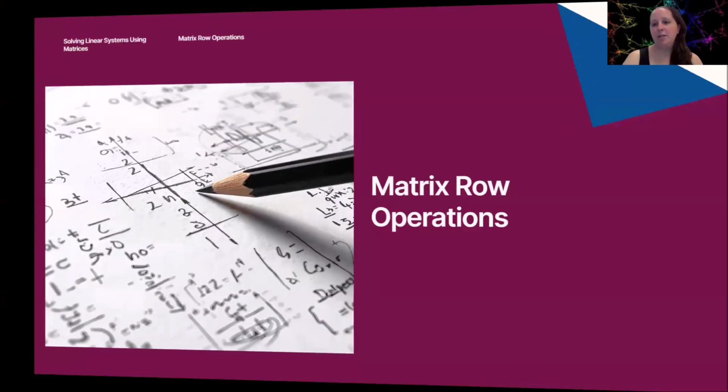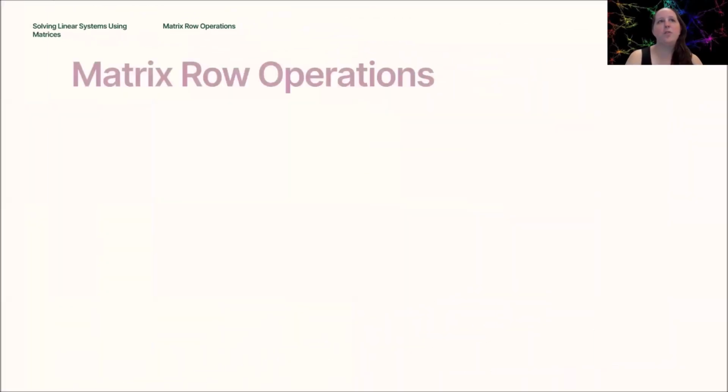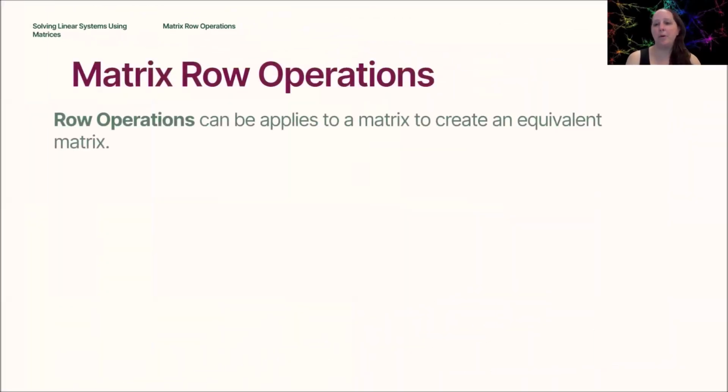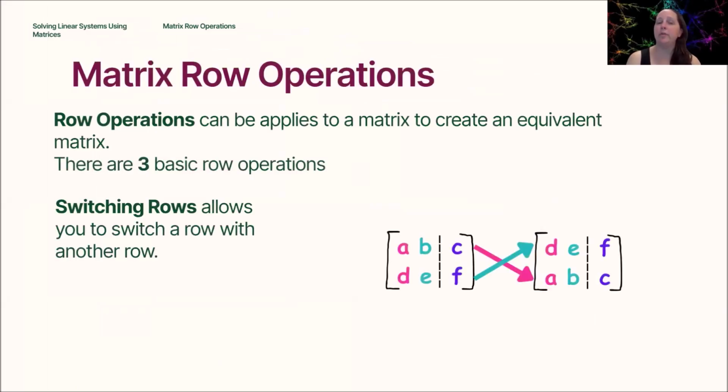Matrix row operations. There are three basic row operations. Row operations can be applied to a matrix to create an equivalent matrix. The first one is switching rows. I can take my top row and move it to my bottom row and vice versa. It allows you to switch a row with any other row.